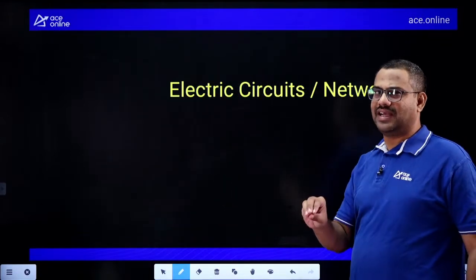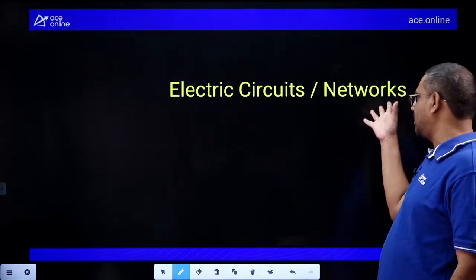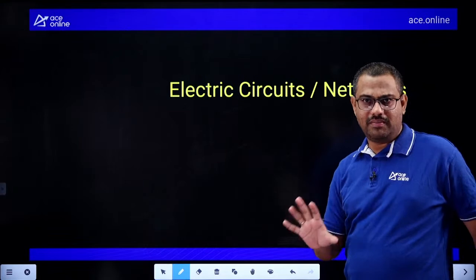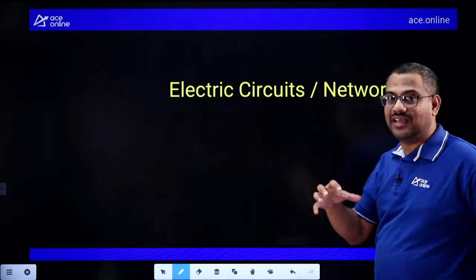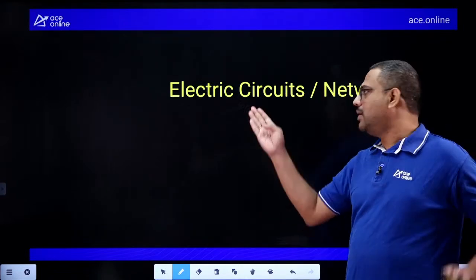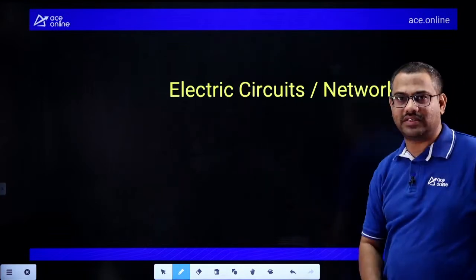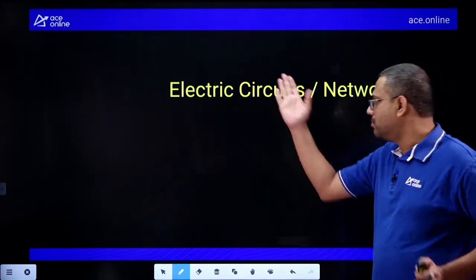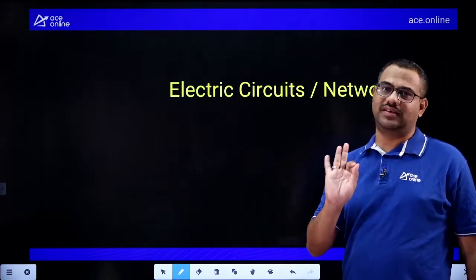But when it comes to analysis, again mesh and nodal, Thevenin's theorem, Norton's theorem, that is all the same. But EEE people study power level circuit concepts, ECE study signal level network concepts, an application difference, okay? They may have amperes and kiloamperes, they may have milli and microamperes. Analysis concepts are the same, but power level versus signal level. And application difference is the only thing, sir, okay?